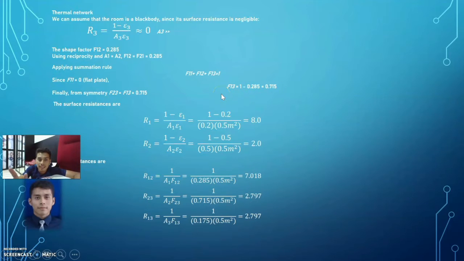So we move on to the surface resistance. The surface resistance is 1 minus emissivity divided by area times emissivity. Here R1 is equal to 8.0, and for R2 we have 2. The space resistance formula is quite similar, but the difference is that it is 1 divided by area times the shape factor. From here, for R12 we have 7.08. For R23 we have 2.797, and for R13 we have 2.797 also.